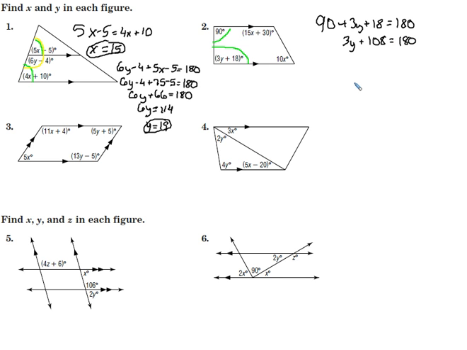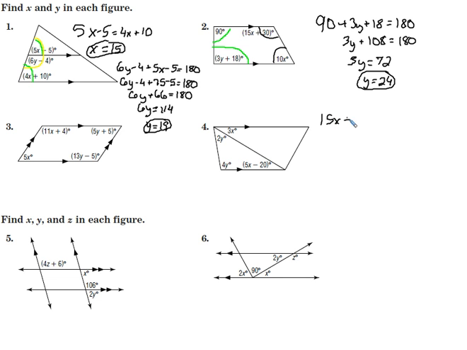We will then subtract, take away 108 from 180, and we get 72. 3y equals 72. If we divide 72 by 3, we get 24. So we know y is 24. Okay. In order to solve for x, we'll do something similar. Notice we have consecutive interior angles right here and here. We know they're going to add up to 180.